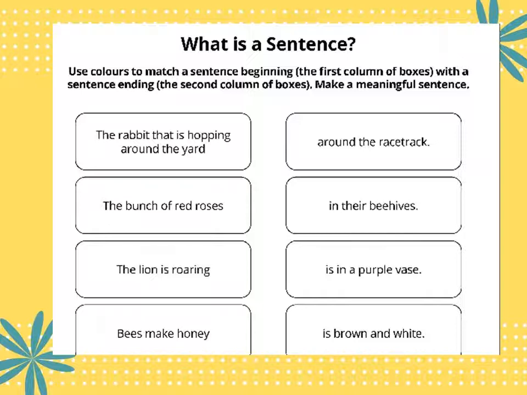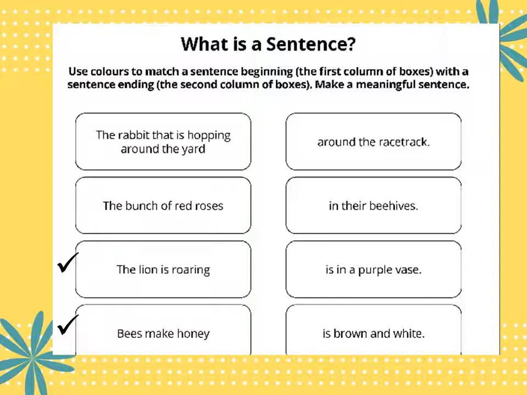If we see the rabbit that is hopping around the yard, it will make you wonder which rabbit, and the bunch of red roses. Okay, and then so what? But if you hear the lion is roaring, maybe you don't have more questions, because you already see the lion, the subject, and the verb is roaring. Similarly, when you see bees make honey, you can see bees as the subject and make honey as the verb. So you already have the picture in your mind. Some bees are making honey.